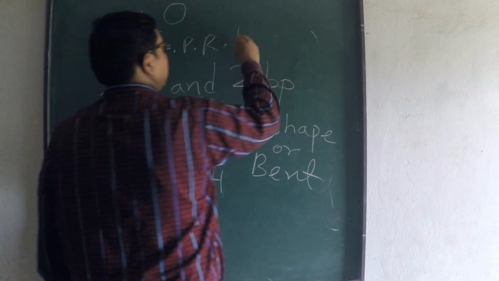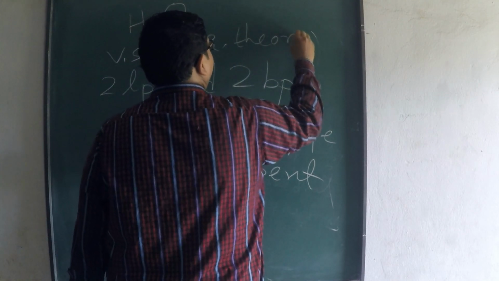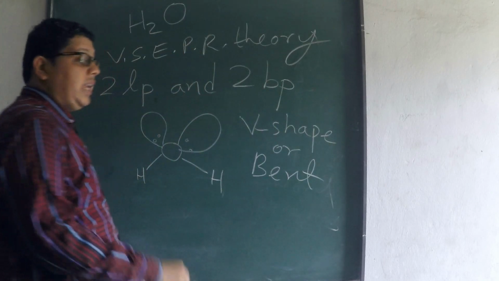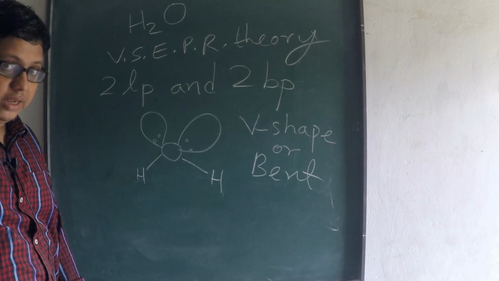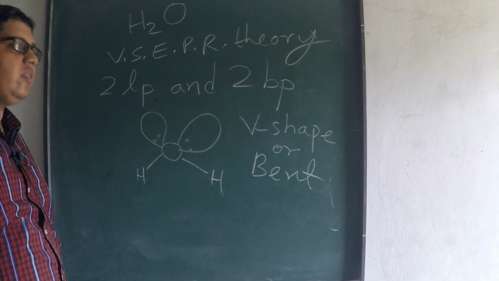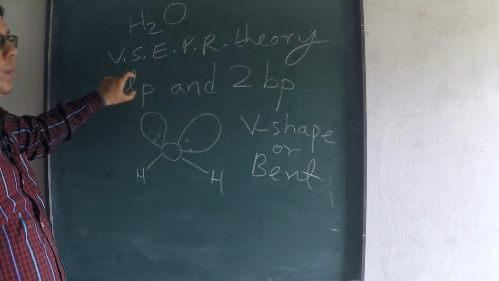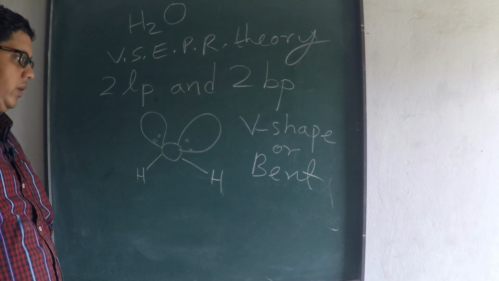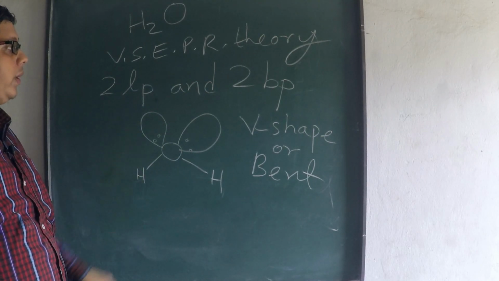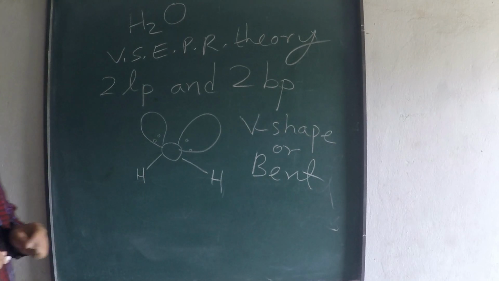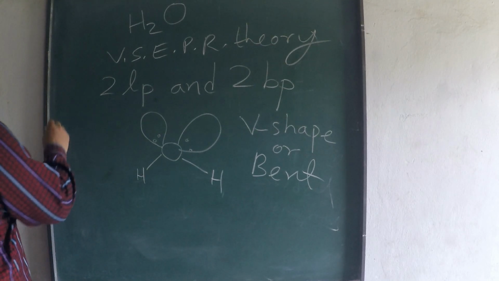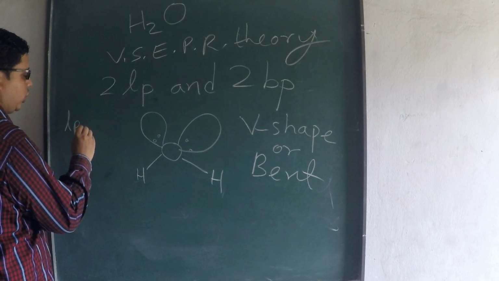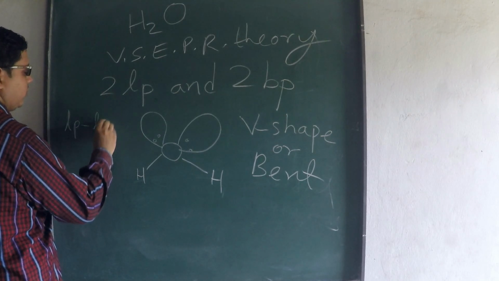Valence shell electron pair repulsion theory. In the valence shell, we saw that there were 4 electron pairs, out of which 2 were lone pairs and 2 were bond pairs. We have to remember one thing that we learned from the VSEPR theory, that lone pair repulsion is the greatest.